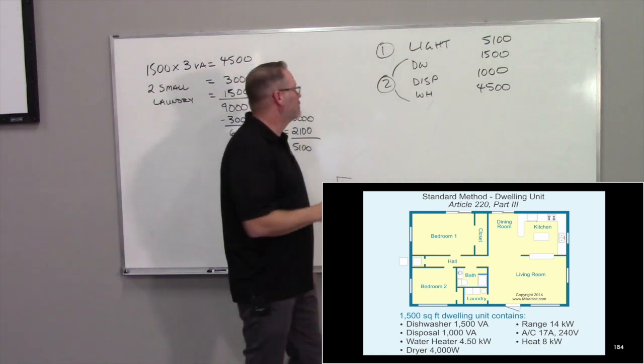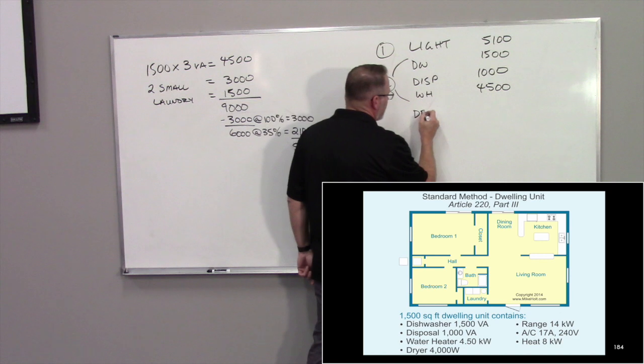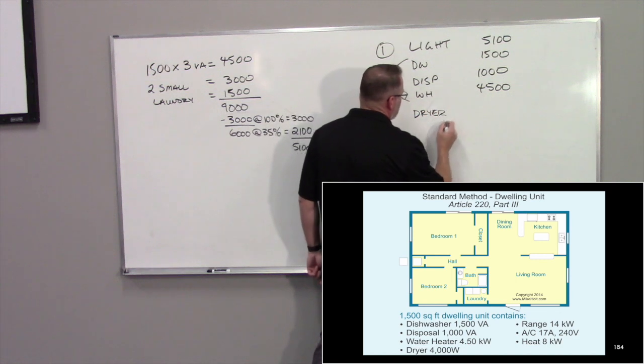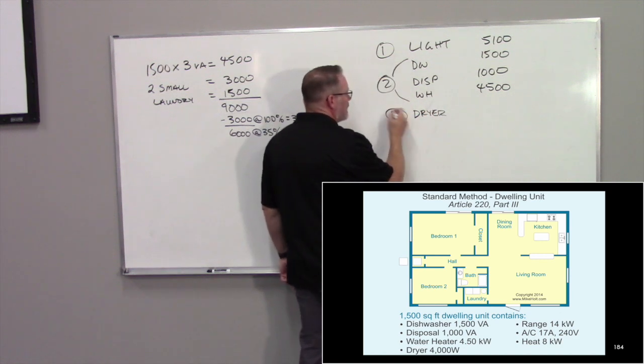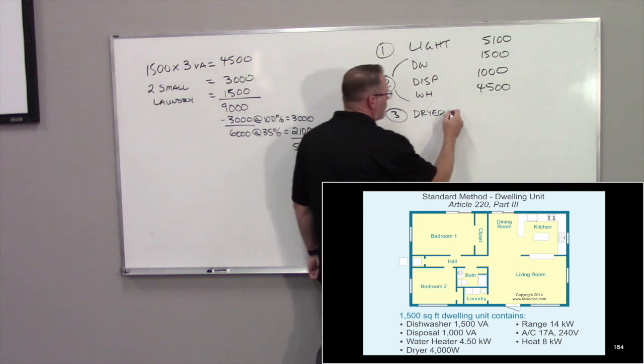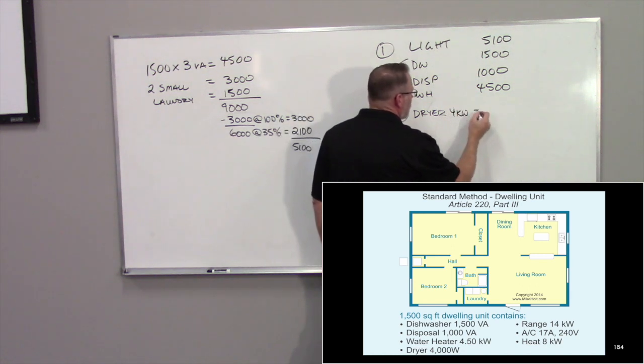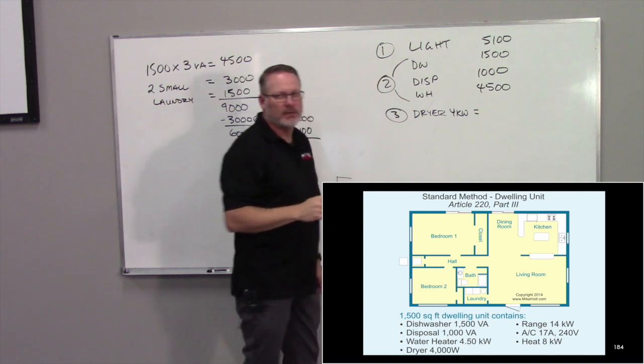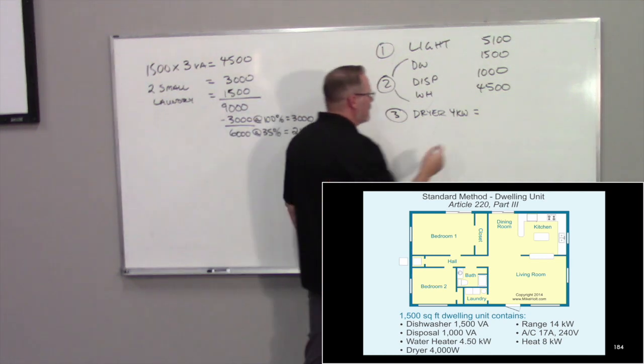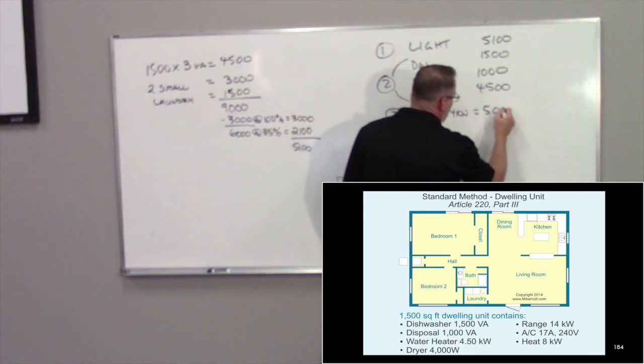And then we take a look at our dryer. We've got a dryer. We'll call that step 3. Remember, that's a 4 kilowatt dryer. But remember also that the minimum is 5,000, so we're going to add that in at 5,000.